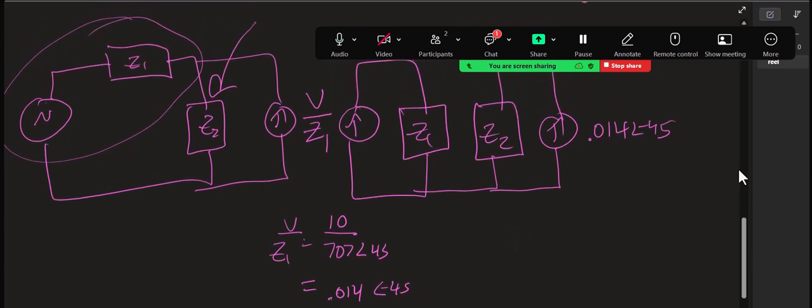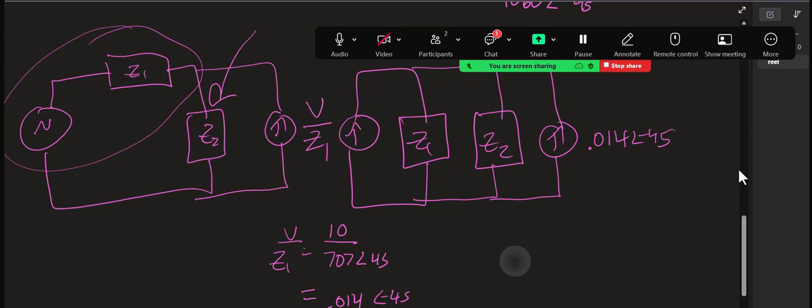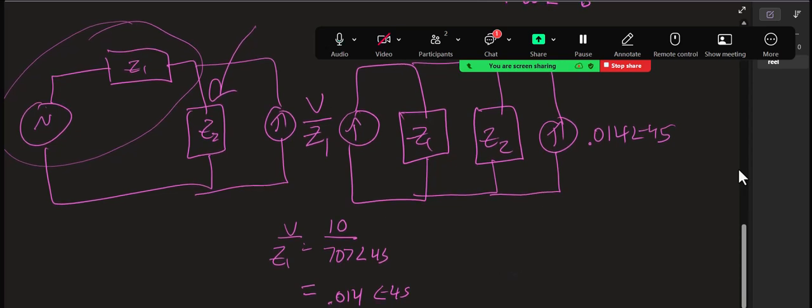So now I have two current sources that are identical. And what has to be true about the voltage across Z1 and the voltage across Z2? They have to be equal because they're in parallel.